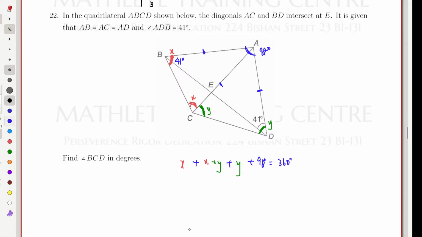So we just need to subtract 98 and then divide by 2. 2x plus 2y is equal to 262 degrees. Divide by 2, x plus y is 131. Finish.